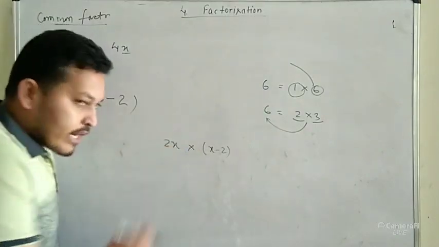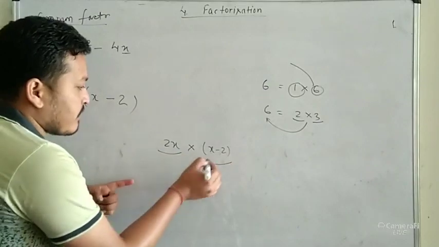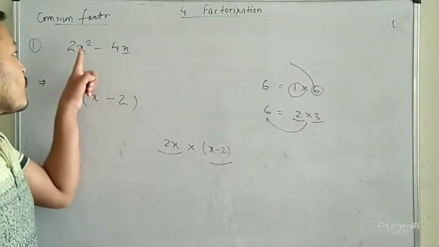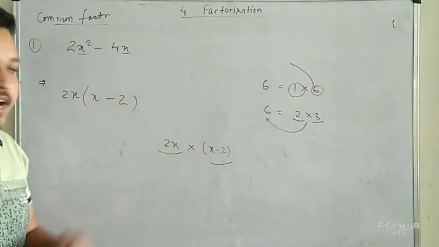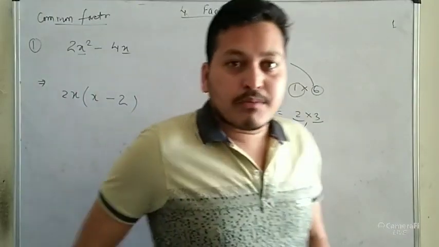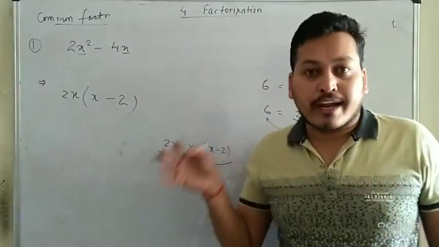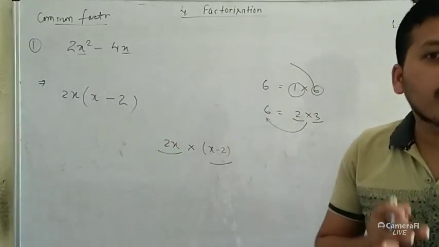So this is the product of the given number, and these two numbers, 2x and x minus 2, both are factors of 2x square minus 4x. So this is known as factorization. 2x and x minus 2 are the factors, and this method to find the factors of the given number is known as factorization. Hope you understand this.